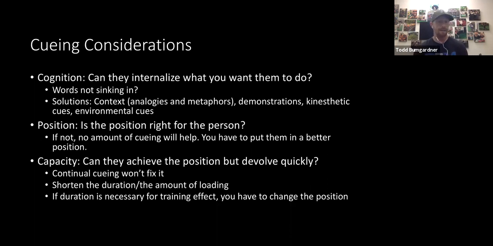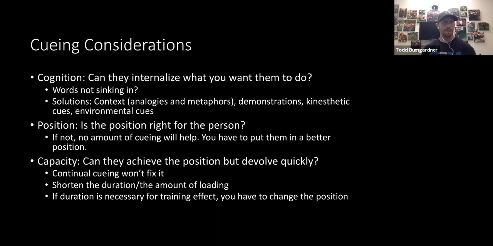And then the thing is capacity. Can they achieve the position but devolve from it quickly? So you're continually cueing the person, they understand it. They understand it. You don't have to keep throwing your words at them. They get it. But they just can't stay there for long enough, right? So a very good, simple example would be a plank. A lot of people, we're going to start them off with planks. It teaches them position. It builds some core strength and resiliency.